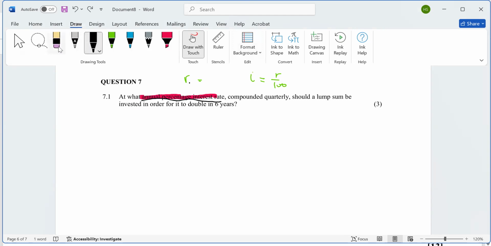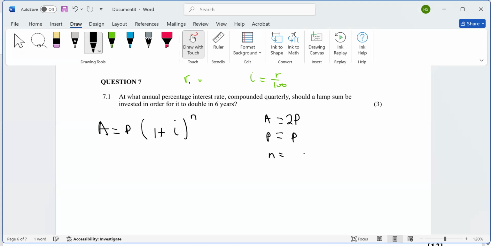Which formula should we use for this one? A is equal to P, 1 plus I to the power of N. What is our data? What is A? A is 2P. What is our P? It's P. What is our N? It's 4 times 6, 6 years multiplied by 4, which gives us 24. Interest, we don't know.